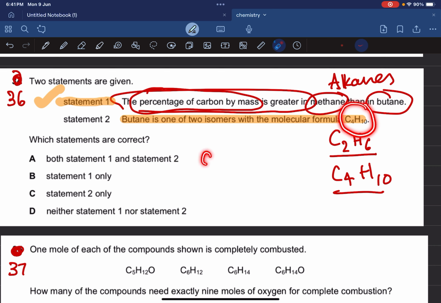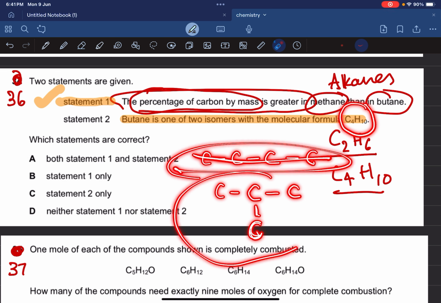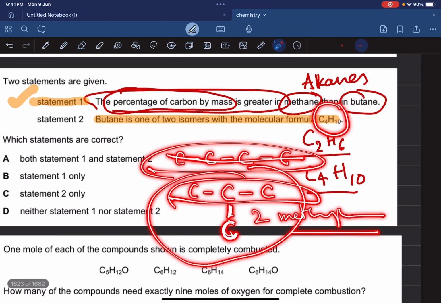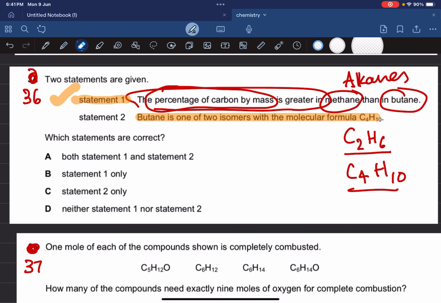What you can do is draw it like this, all carbons in one chain, or draw 3 carbons in one chain and one like this. You can do a branching. This is butane and this is 2-methyl propane. Why 2-methyl propane? Because on the second carbon you have a methyl group, and the long chain is the propane chain. So butane is one of the two isomers. Yeah, that's correct.